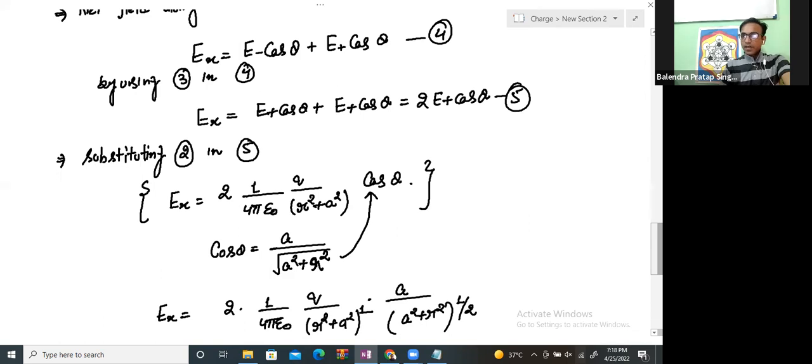After that, I will compare the difference between the electric field due to the axial line and the equatorial line. I will show you a proper difference. What are the differences?